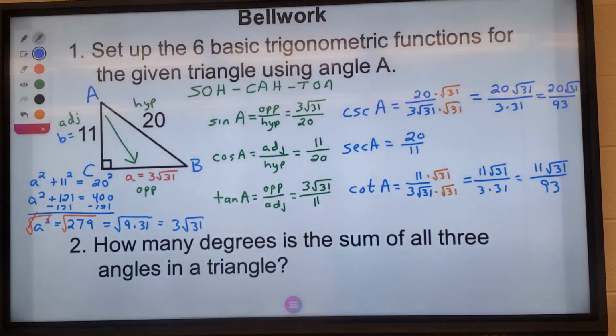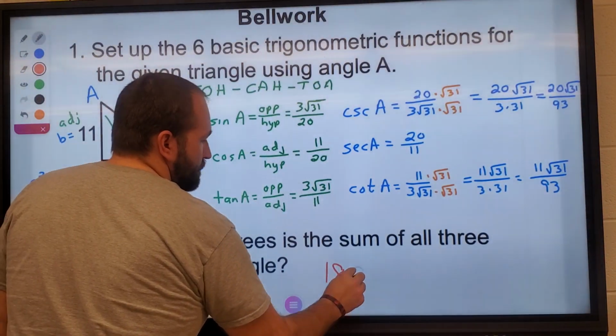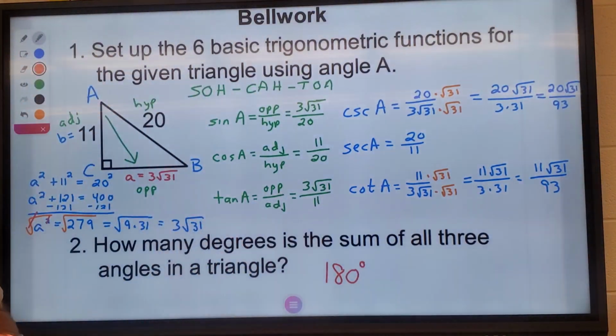Question number 2 then, how many degrees is in the sum of all 3 angles inside of a triangle? So all the internal angles, or the interior angles of the triangle, add up to 180 degrees. Again, we know that by the triangle sum theorem that we learned about in Unit 4 when talking about proofs.